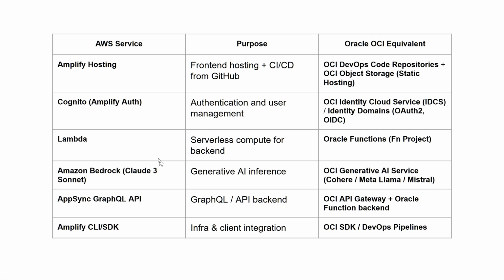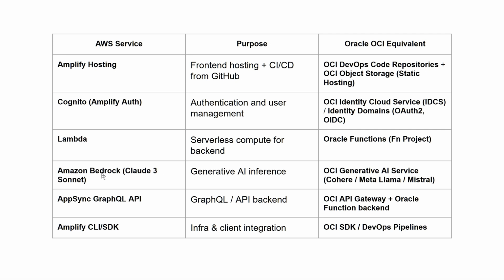Third is Lambda, for which the Oracle equivalent is Oracle Functions. So Lambda functions are the heart of AWS serverless architecture, and OCI provides Oracle Functions based on the open source Fn project, enabling scalable event-driven compute without managing servers.